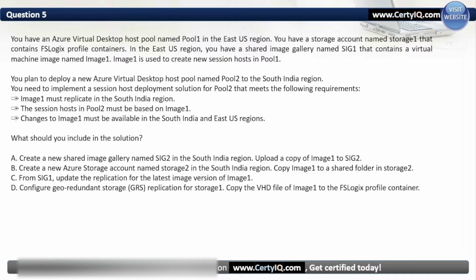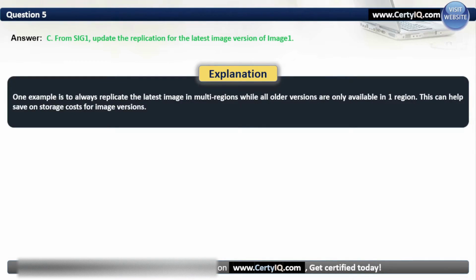The correct option is C. From SIG1, update the replication for the latest image version of Image1. One example is to always replicate the latest image in multiple regions while all older versions are only available in one region. This can help save on storage costs for image versions.